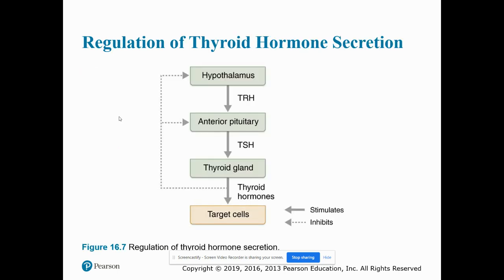And that's what this is showing here. So the hypothalamus is producing the hormone, which is causing the anterior pituitary to release TSH, which is going to cause the thyroid gland to release thyroid hormones. However, once thyroid hormone levels go up, it's going to actually inhibit further release of thyroid stimulating hormone.